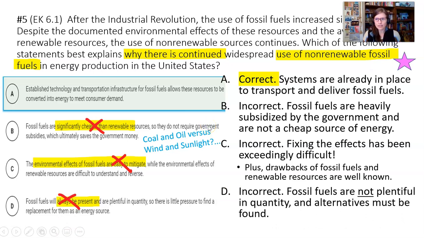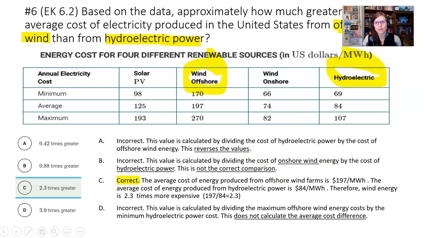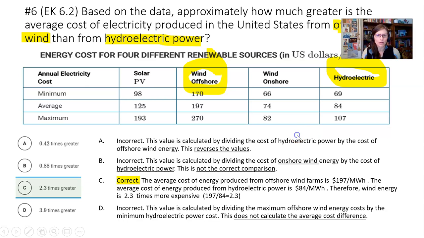Okay, so moving on to our next one. How much greater is the average cost of electricity produced in the US from offshore wind than from hydroelectric power? For this one, again, we have to focus on offshore, and we're looking at wind and hydroelectric. This was really the biggest problem, folks. We're just not looking at the right part of the graph, right? So you had to get the averages, that's down there. So were you actually looking at this number and this one versus some of the other ones?